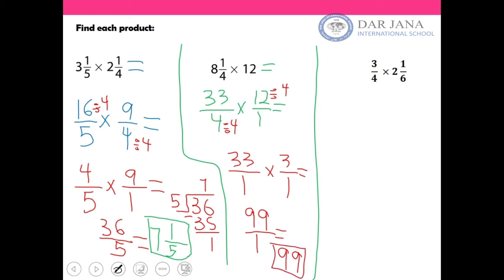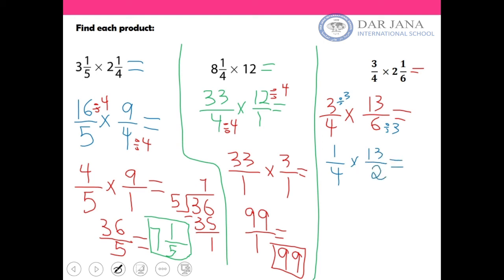Okay, now what if you have a fraction by a mixed number? It's the same rule. So the fraction, I keep it as a fraction. The mixed number, I change it into an improper fraction. 6 times 2, it's 12 plus 1, 13 over 6. I try to simplify. I can simplify here by 3, by 3, and that's it. So it's going to be 1 over 4 times 13 over 2.